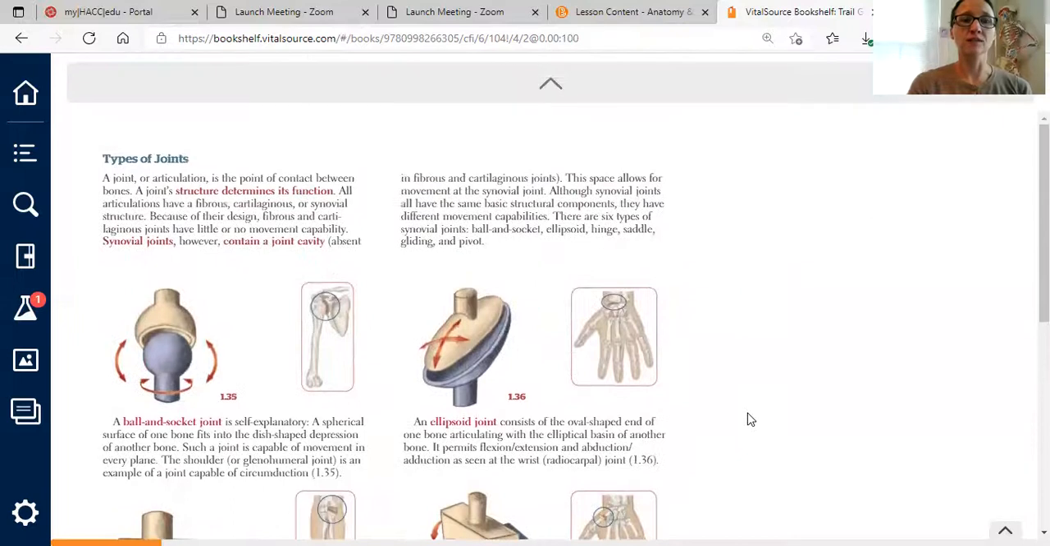All right, those are the 6 types of synovial joints that you find within your body. And remember, a joint is also an articulation.